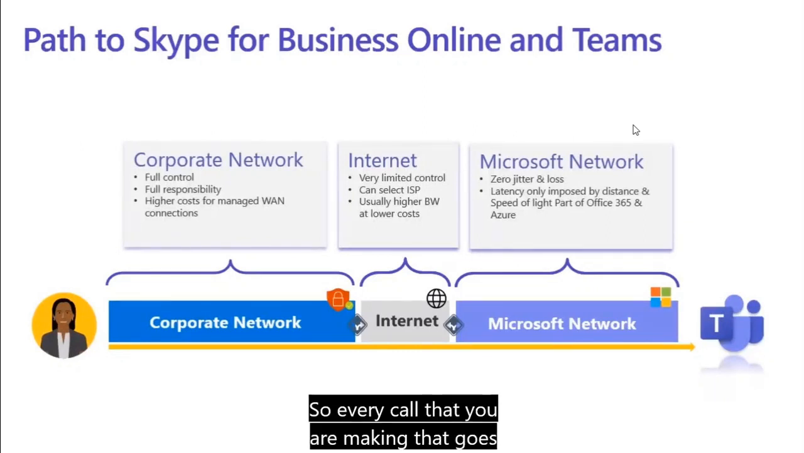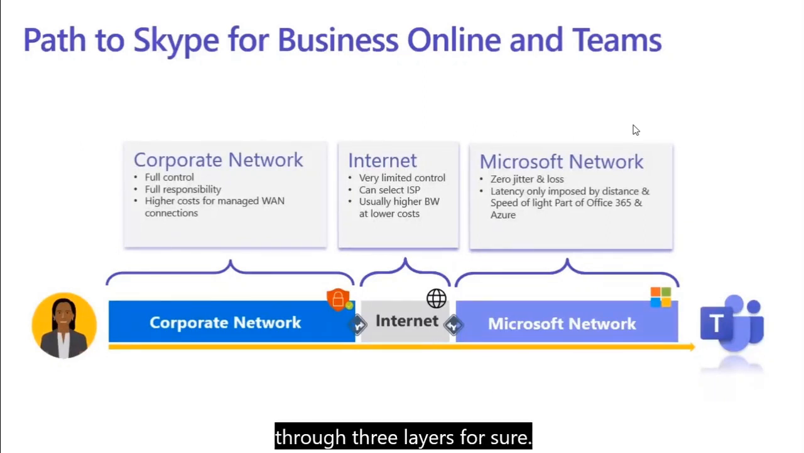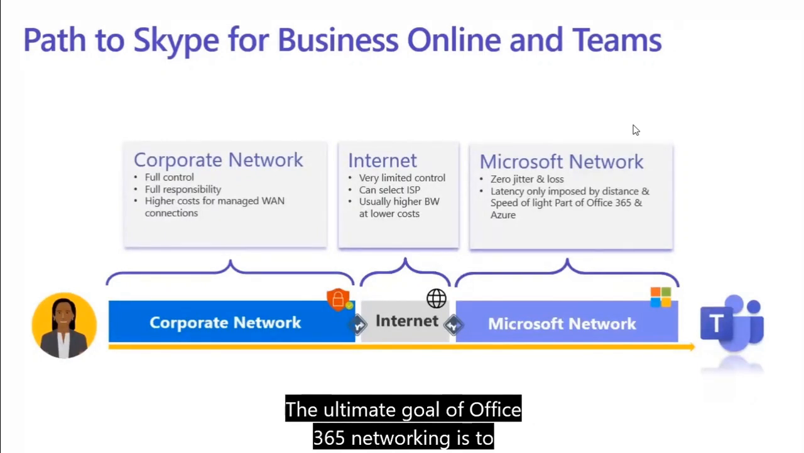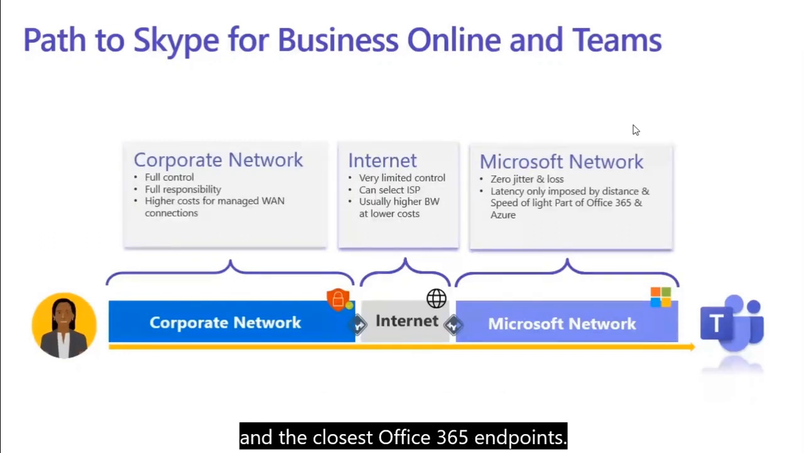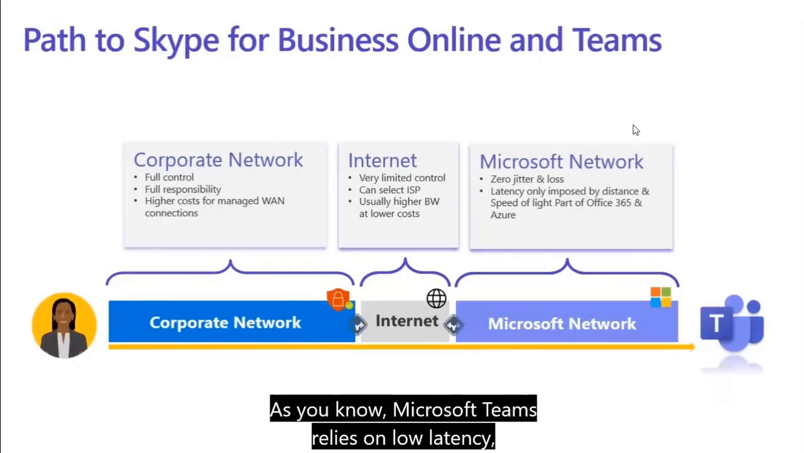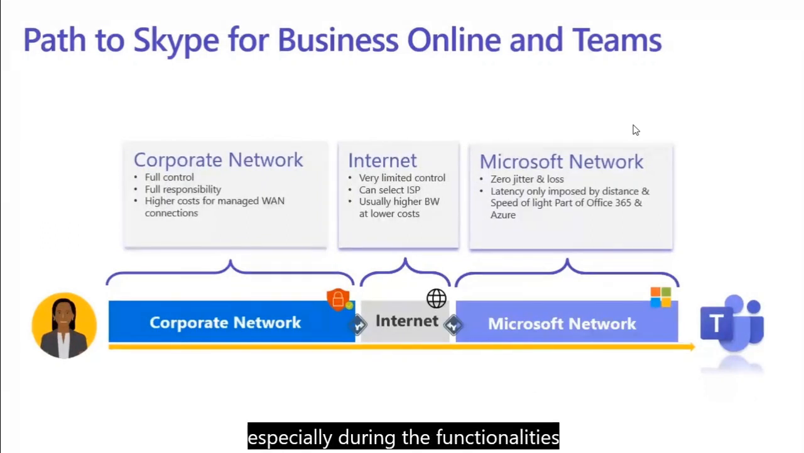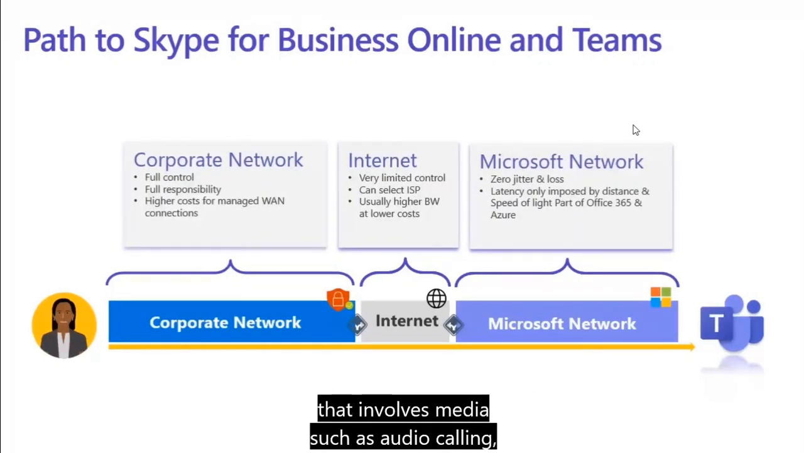So every call that you're making goes through three layers for sure. The ultimate goal of Office 365 networking is to optimize the end user experience by enabling the least restrictive access between clients and the closest Office 365 endpoints. As you know, Microsoft Teams relies on low latency, especially during functionalities that involve media, such as audio calling, video calling, application, or desktop sharing.